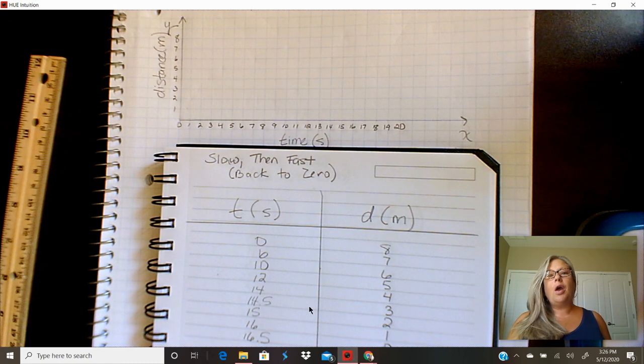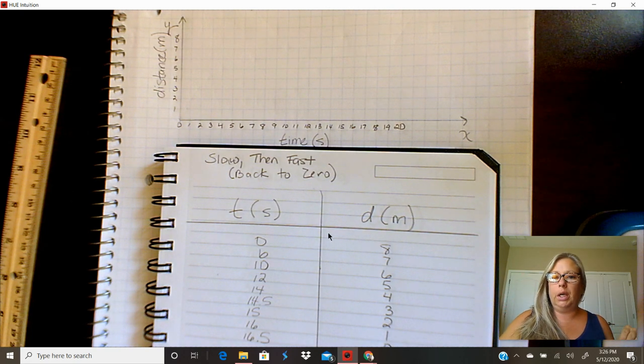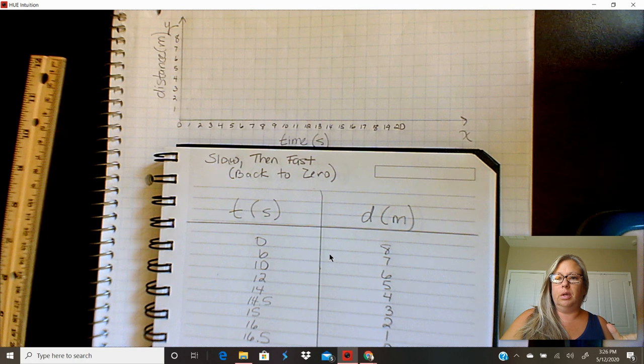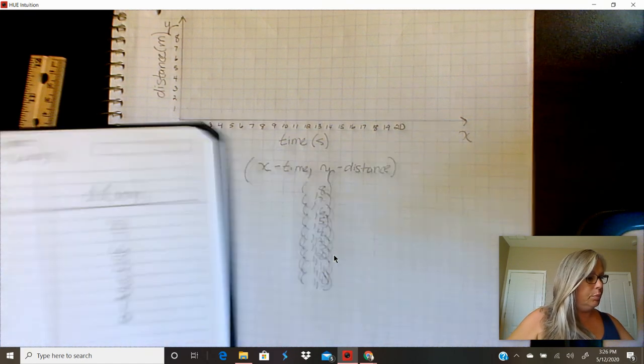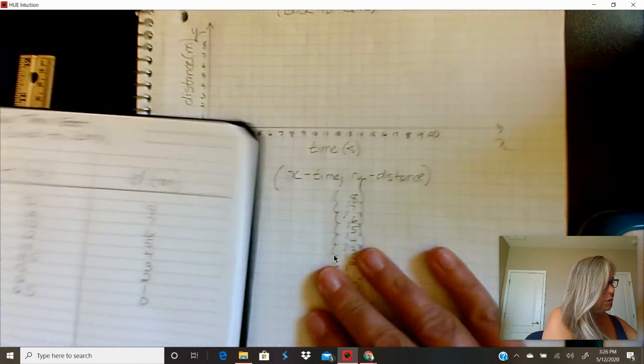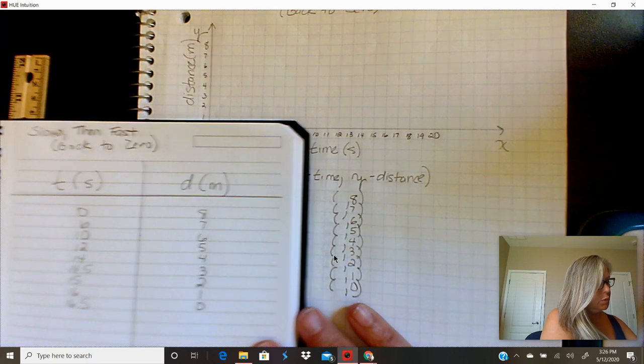Hi, boys and girls. All right, so our next walk is the walk that I did that was slow and then fast, with me starting at the 8 meter card and then walking back to the 0 meter card. All right, so I started off very slowly and then I went much more quickly. All right, and now we have our data table. Let's just simply take this data table and turn it into ordered pairs coordinates.